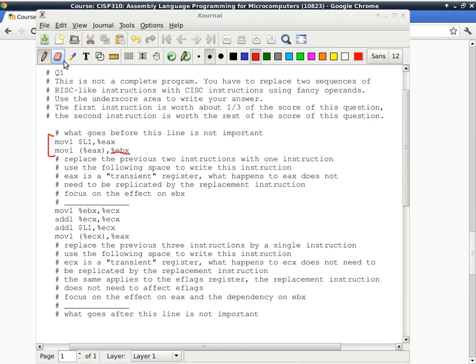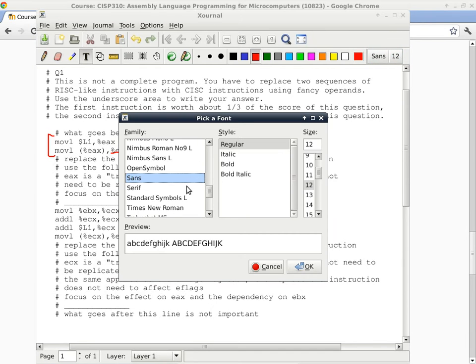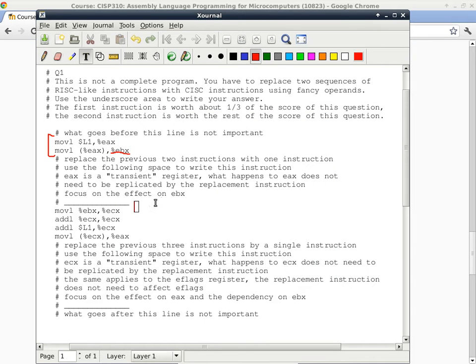So the answer to this question, to this particular one, if I use a text tool here, and I can use monospace, 12 point, okay, I think that would be good. Okay, so the answer is movl L1, without the $, without parentheses, just L1 by itself, to EBX. Are there any questions about the first part?